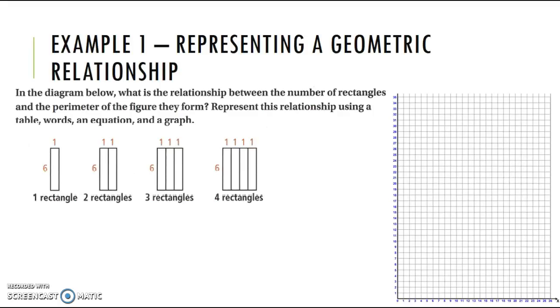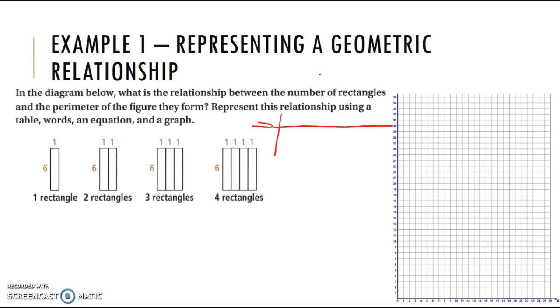Alright, so example 1, representing a geometric relationship. In the diagram below, what is the relationship between the number of rectangles and the perimeter of the figure they form? Represent this relationship using a table, words, an equation, and a graph. So this is really simple to start by creating a table. I'm going to do a 3-column T-chart.